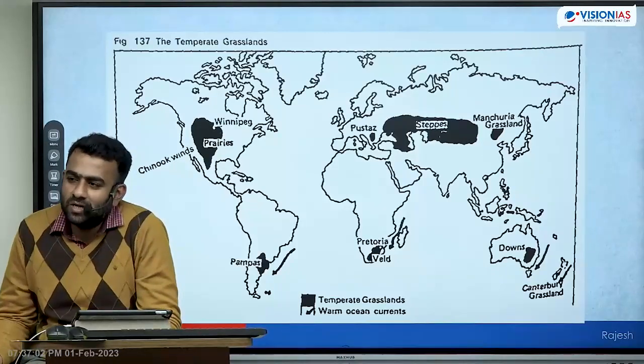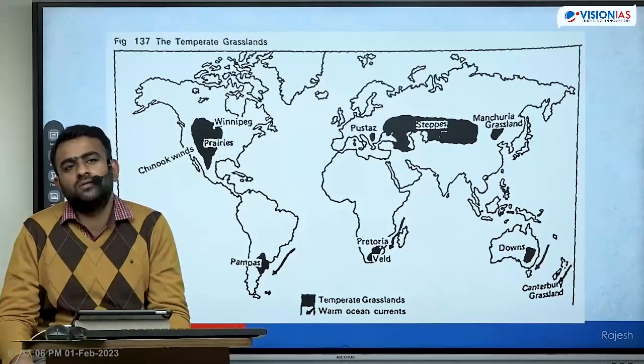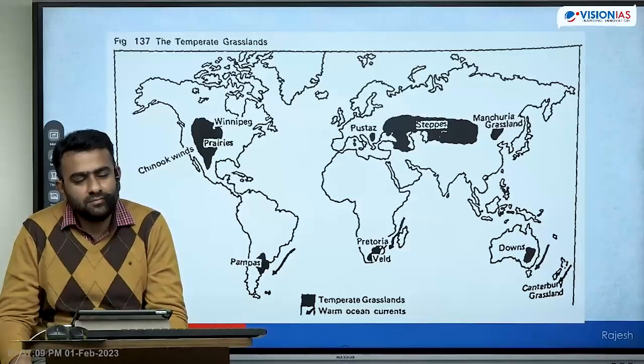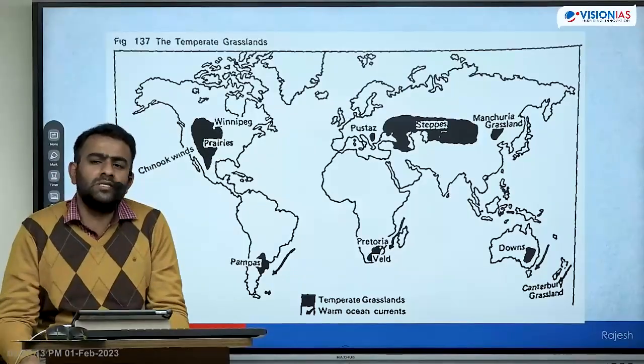It remains totally dry. पूरा के पूरा dry रहता है. That is why it is short and green. Warm temperate में winter में अच्छा सा snowfall इसी जगह में होता है.